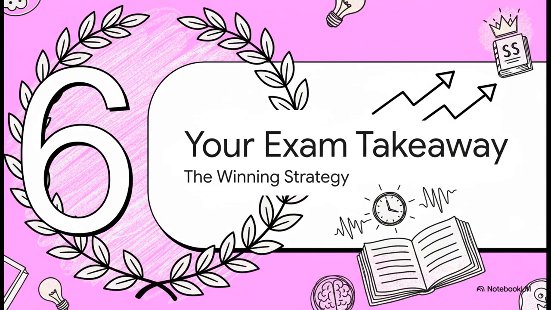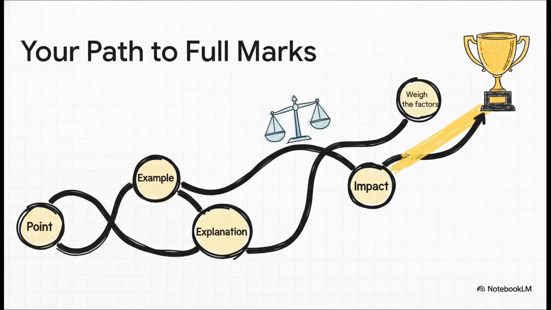All right, let's bring it all home. We're going to boil everything we've talked about down into one simple, powerful strategy that you can carry with you right into that exam. Here's your checklist. It's this simple. For every single paragraph, use PEEI. Point, example, explanation, impact. Got it? And for those 8-mark questions, when you see words like greater than or more significant, you know you need to add one final paragraph at the end to weigh the two sides. That's it. That is the formula for getting full marks.